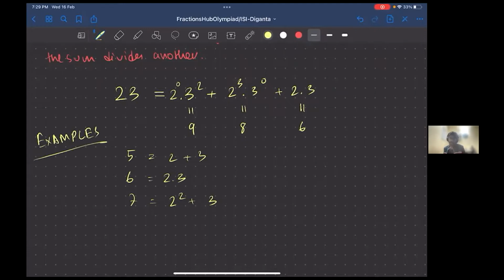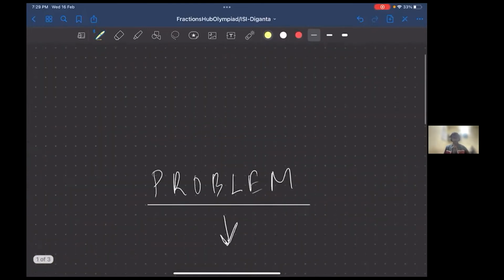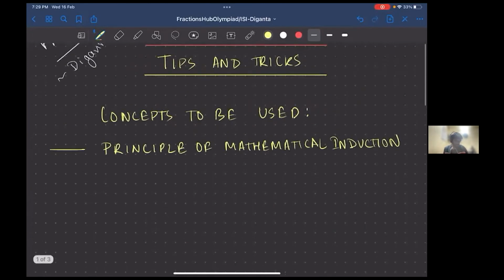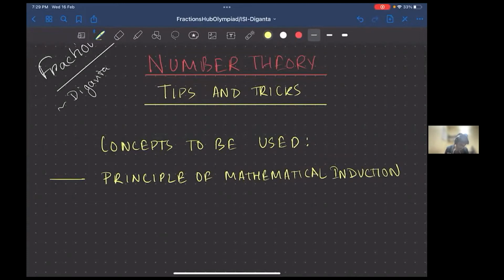So we need to prove that every positive number can be written like this. So we'll be trying to use the principle of mathematical induction here. So let's dive right into the proof on how we can show this.